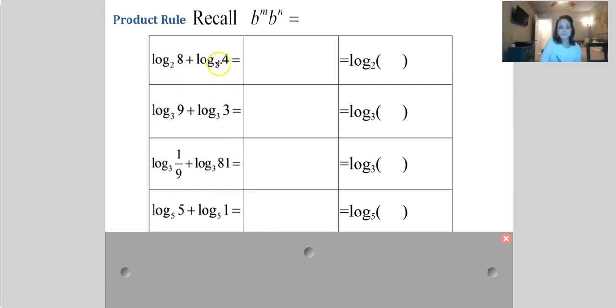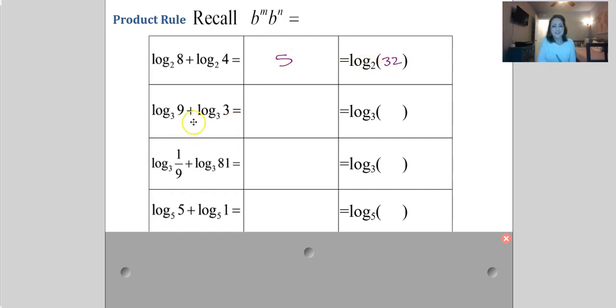So log base 2 of 8 is what? It is 3. Because 2 to the third power is 8, right? Remember, log always reveals the exponent. And log base 2 of 4 is what? Is 2. And 3 plus 2 is 5. So can you figure out what should go in here? So log base 2 of what is 5? So that's going to be 32. Because 2 to the 5th power is 32. Remember, this is your power of this base.